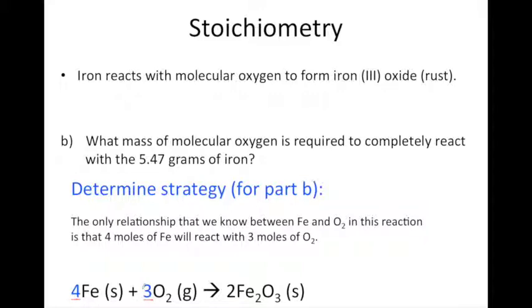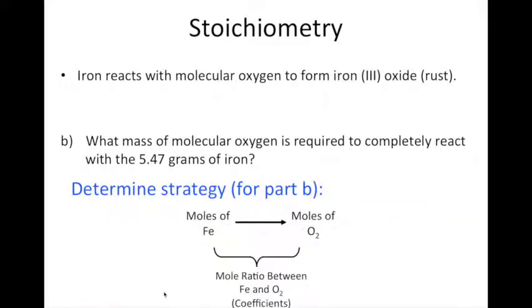coefficients or stoichiometric ratio. This tells me that for every 4 moles of iron that I react, I will require 3 moles of oxygen to react with that. So this is a 4:3 ratio. So I can use that ratio to convert from moles of iron to moles of oxygen. Again, that's going to be at the heart. However, I need to first find the moles of iron.